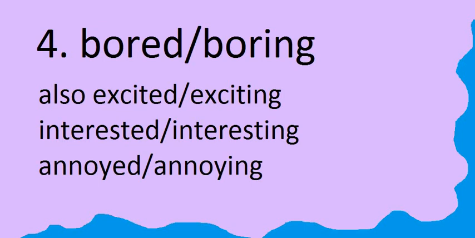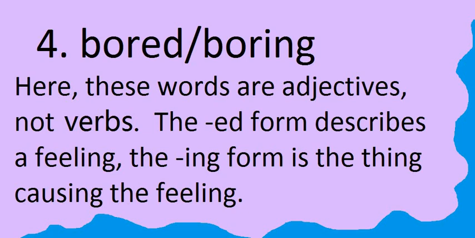Number 4, bored and boring. We also have excited and exciting, interested and interesting, annoyed and annoying. People often get these two mixed up, and the confusion is that these words look like verbs. Bored looks like the past tense of a verb, boring looks like the continuous tense of a verb, and some of them can be verbs as well. But in this case, they're being used as adjectives. The ed form describes a feeling.